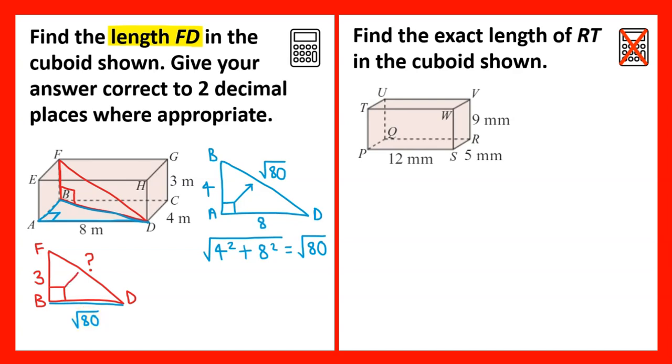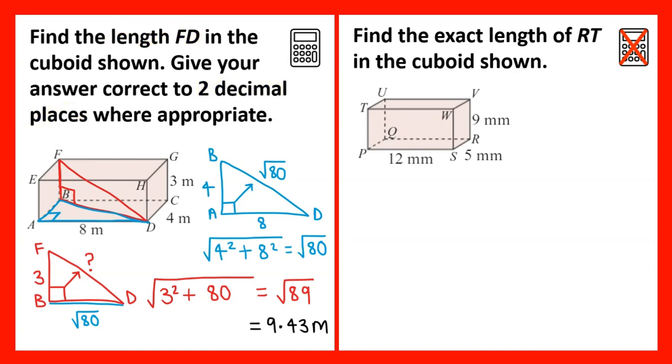And now I can use Pythagoras again to find the hypotenuse of this shape. 3 squared plus root 80 squared, which is just the same as 80, is root 89. And rounding the length FD to 2 decimal places is 9.43 meters.